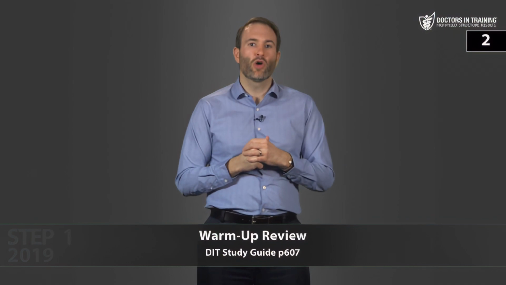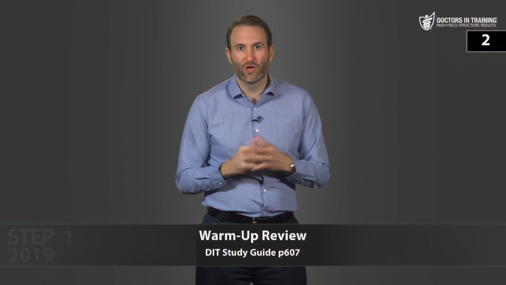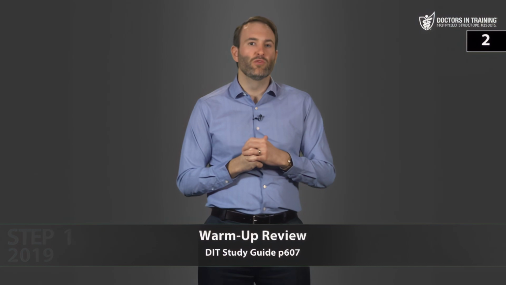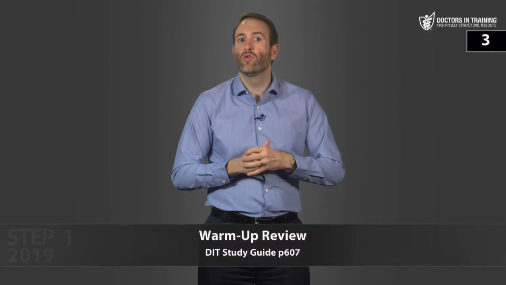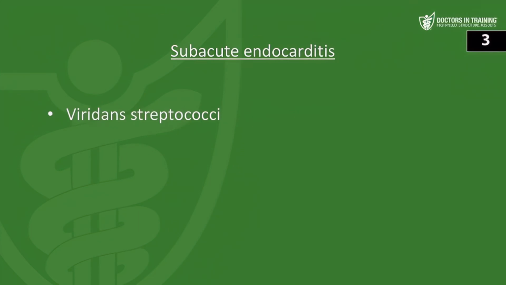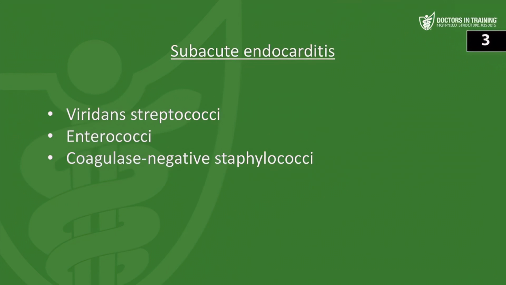Next, what is Charcot's neurological triad? So Charcot's triad is associated with multiple sclerosis, and it consists of scanning speech, intention tremor, and nystagmus. Next, what causes subacute endocarditis? So we have viridans streptococci, we have enterococci, and then sometimes coagulase negative staph, specifically Staph epidermidis. All right, that's it for the review. Let's get to the video.